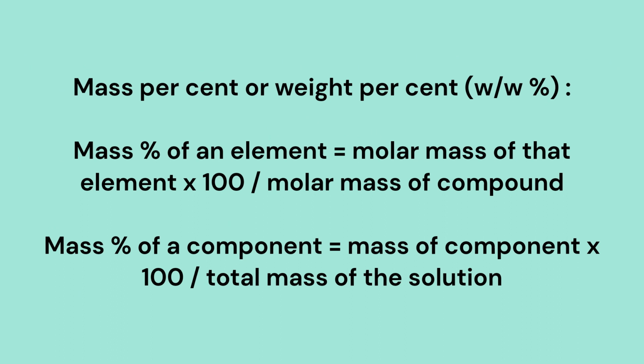Mass percent or weight percent, w/w percent. Mass percent of an element is equal to molar mass of that element times 100 divided by molar mass of compound. Mass percent of a component is equal to mass of component times 100 divided by total mass of the solution.